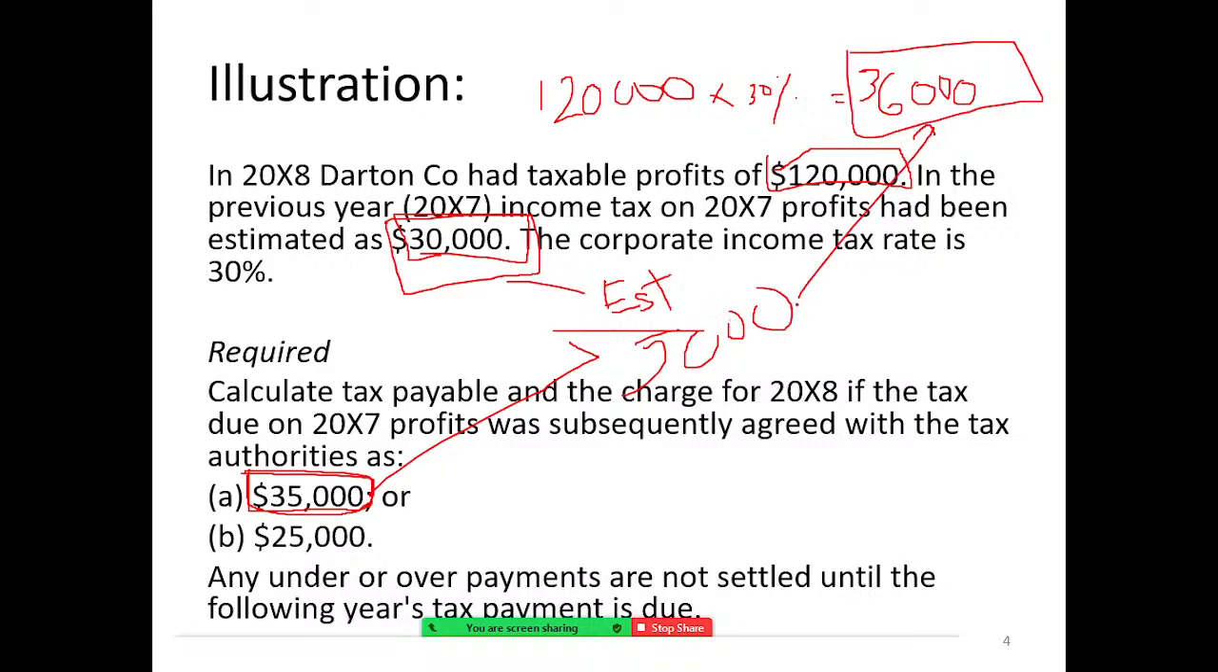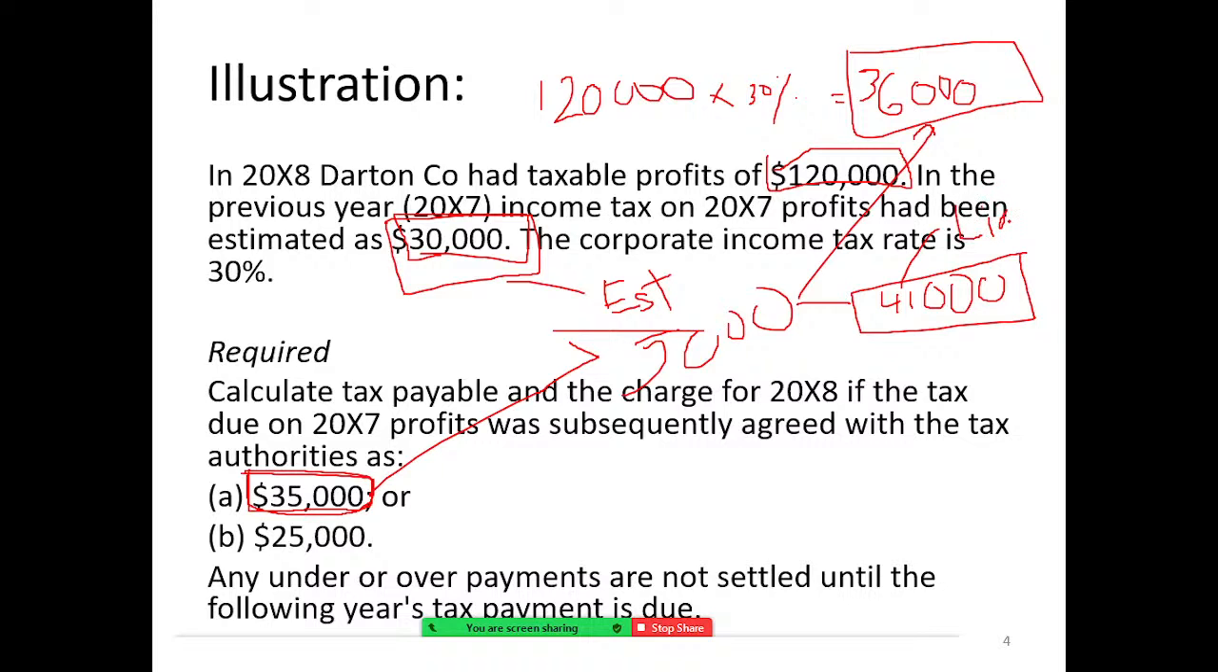How much total? 41,000. So 41,000 is payable as current tax, right? So as current tax liability it is payable, right?